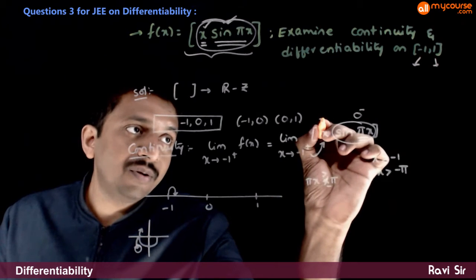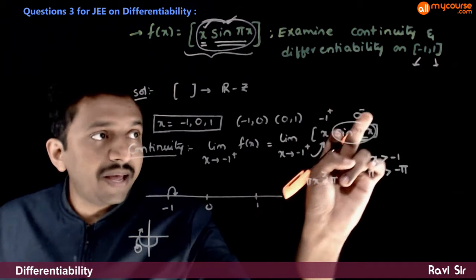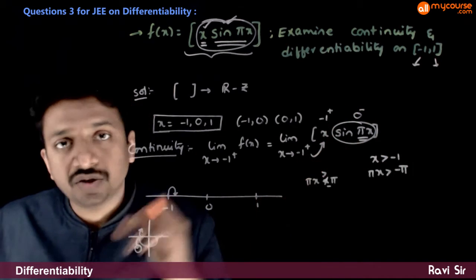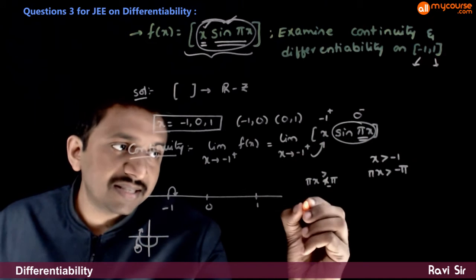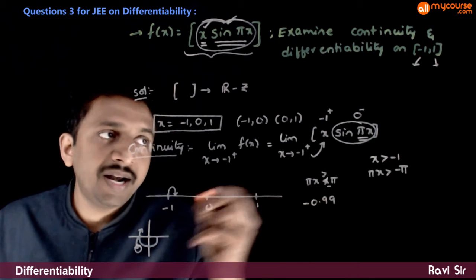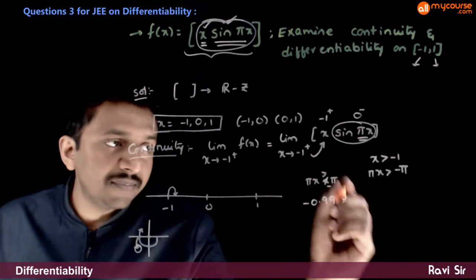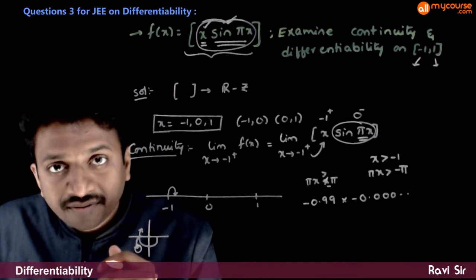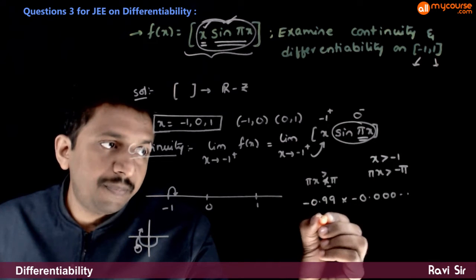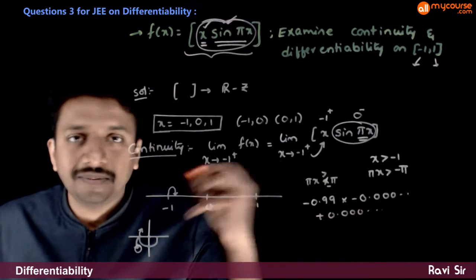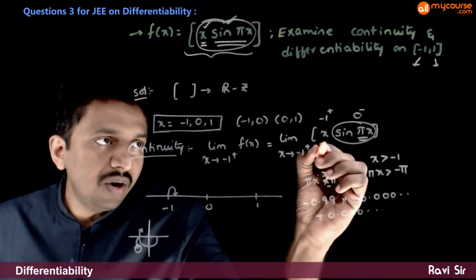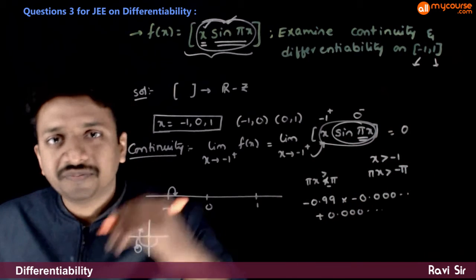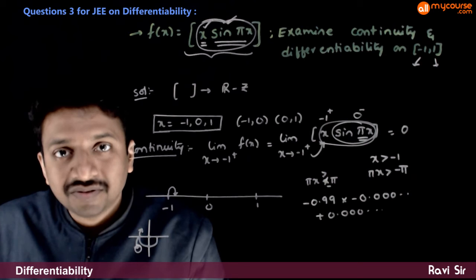So x is in the negative neighborhood of -1 and sine pi x is in the negative neighborhood of 0. So this is negative, this is also negative. Something like x is minus 0.99 into something like minus 0.000 and so on. Minus into minus becomes positive, so the effective number is plus 0.000 and so on. So this whole number goes to 0 plus. Hence the integer part will be equal to 0.